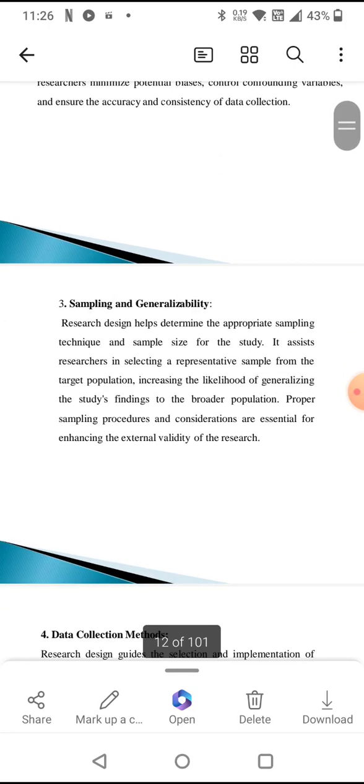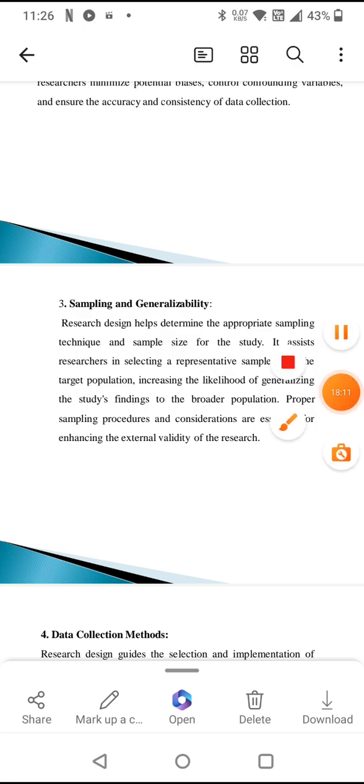Next is sampling and generalizability. What do you mean by sampling? Sampling is a method or technique of selecting the samples from the population, right? It helps this design. You can specify the sampling method and sampling size in this document, because it also helps to find out the sample size. It also assists the researcher in selecting a representative sample from the large population, increasing the likelihood of generalizing the study's findings to the broader population.